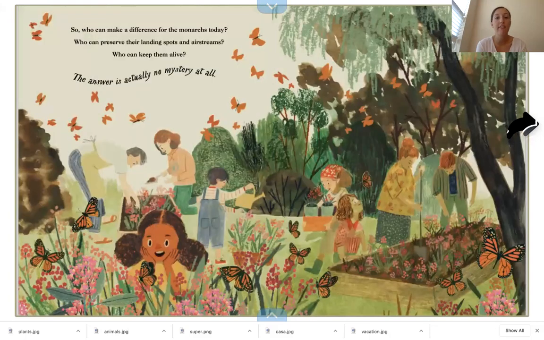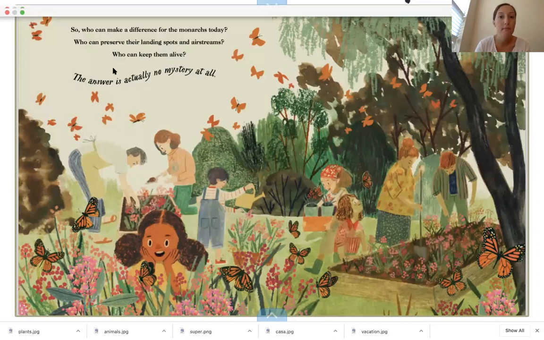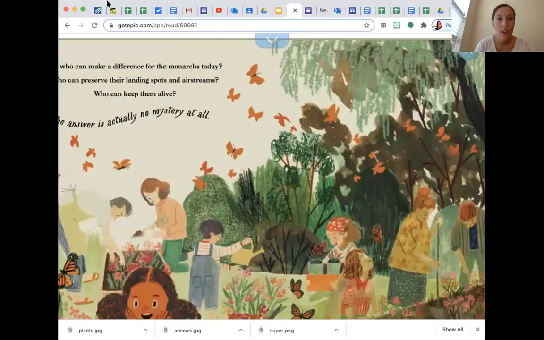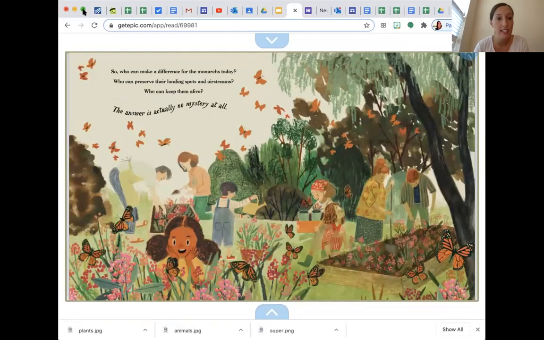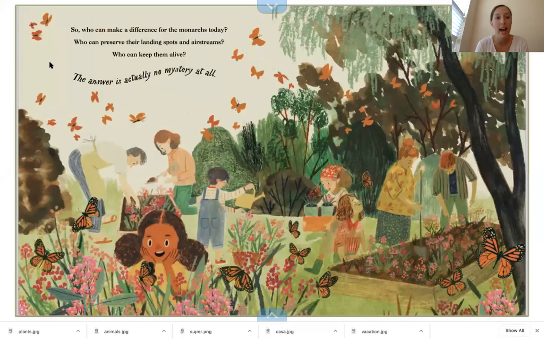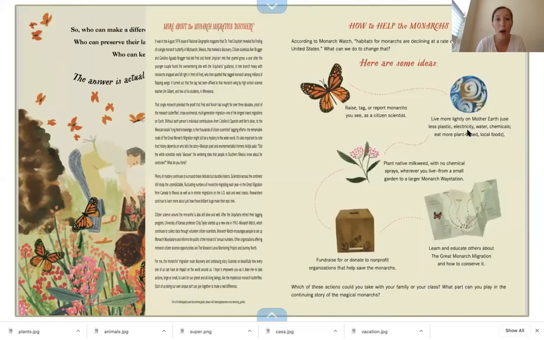So who can make a difference for the monarchs? Who can make a difference for the monarchs today? Who can preserve their landing spots and airstreams? Who can keep them alive? The answer is actually not a mystery at all. So if you guys are thinking, who can help them now? If their trees are being cut down, if they're not having any more food to eat, who can help them?